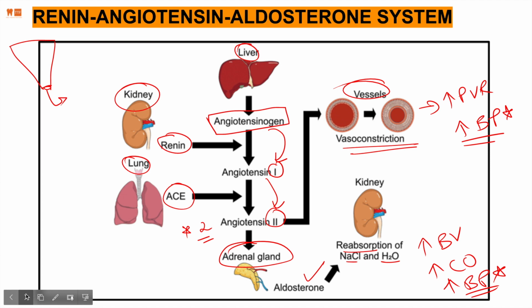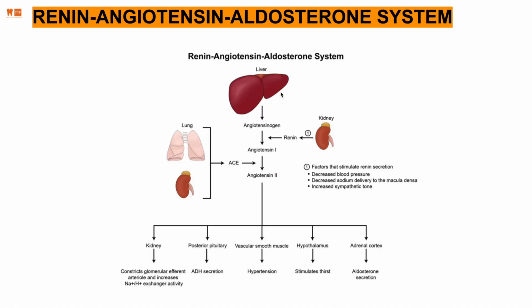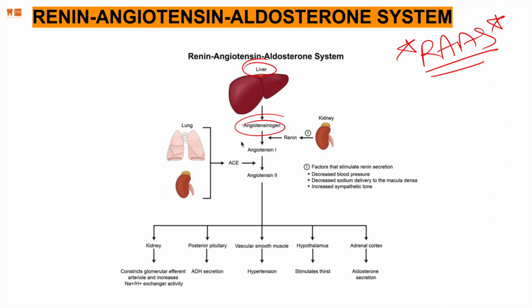I know I'm going slow, but this is very important, guys. So let's understand this from a different perspective. RAS, again, extremely important for our science here. Liver produces angiotensinogen, inactive, terrible, useless, right?